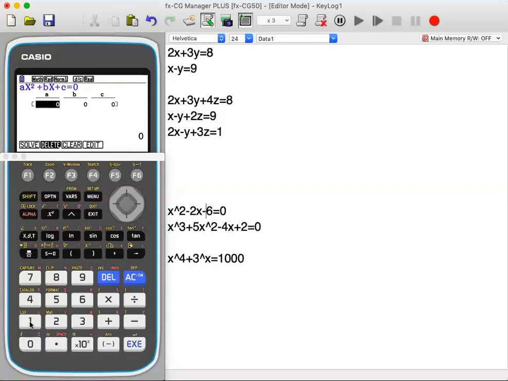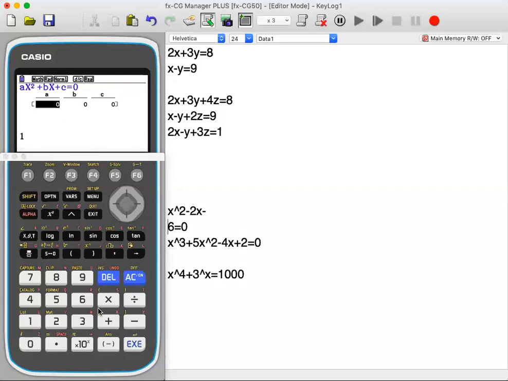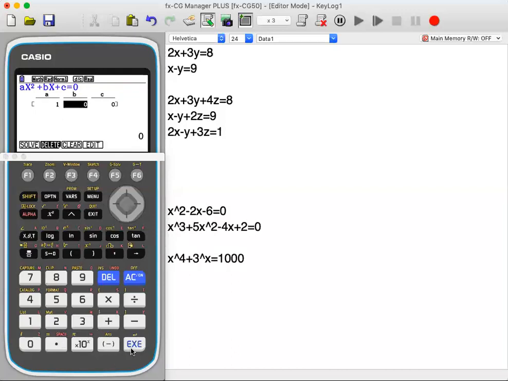You just take the coefficients and put them here. So you take 1, then -2, then -6, and then press execute. The answers you're getting are the exact value, and this is the decimal equivalent. If you scroll up or down, you can clearly see these are the two roots of this equation.